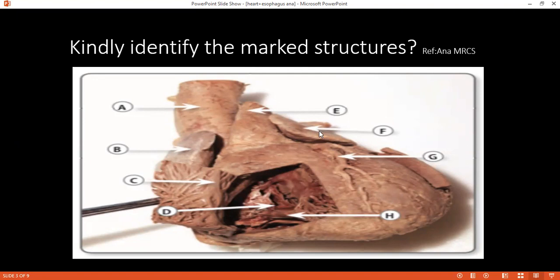E is pulmonary trunk. This is right atrium, so this is pulmonary trunk. Pulmonary trunk, yes. F? F is infundibulum of, sorry, it is left ventricle. Left auricle. Okay, G? Now it is which vessel? Yes, descending. Left descending. Okay, LAD, left and right.